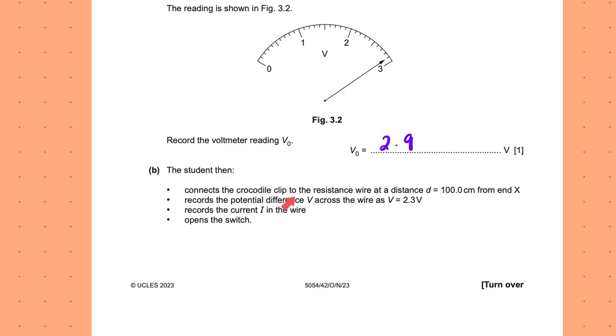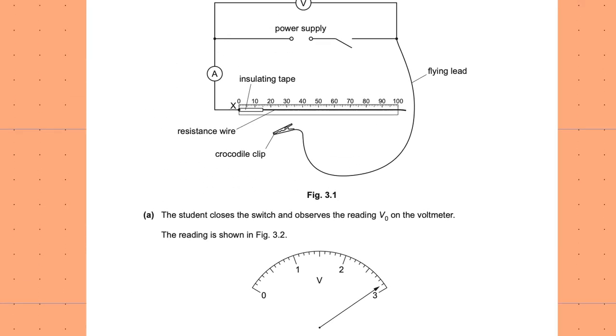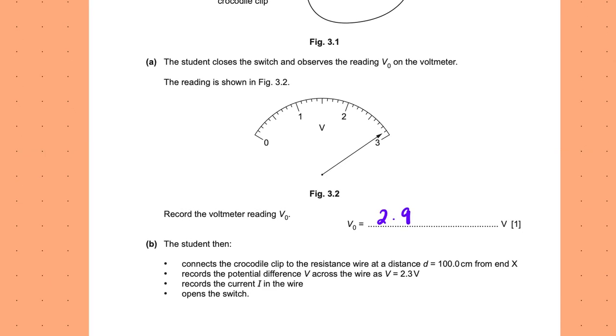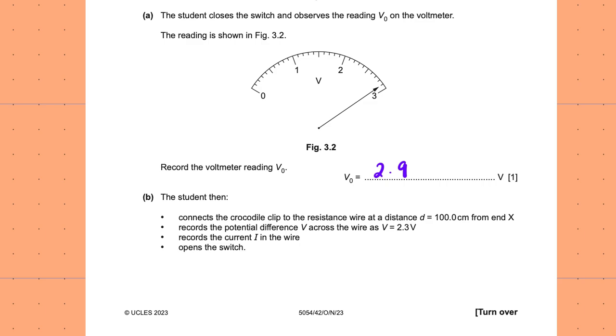The student then connects the crocodile clip to the resistance wire at a distance D equals 100 cm from X. So 100 cm from X would be here. And then he records the potential difference across the wire as this, records the current, and opens the switch again. Also, if you ever have to write improvements for experiments related to any sort of electricity, you can always say that between readings you should open the switch again, right? So that unnecessary amount of current does not flow. It does not, for example, cause this resistance wire here to get unnecessarily heated up, and it can also reduce the risk of electrocution.